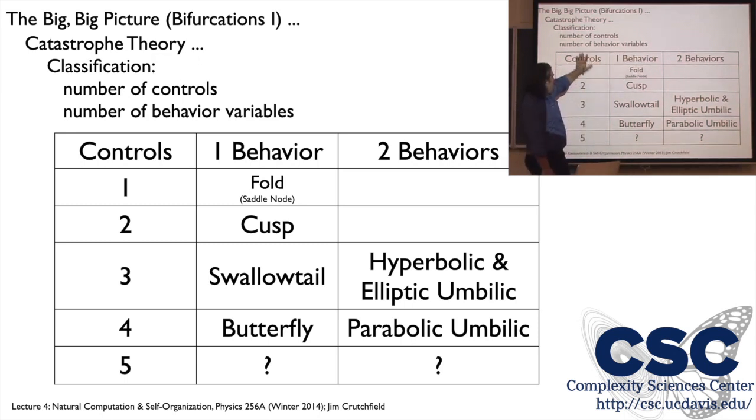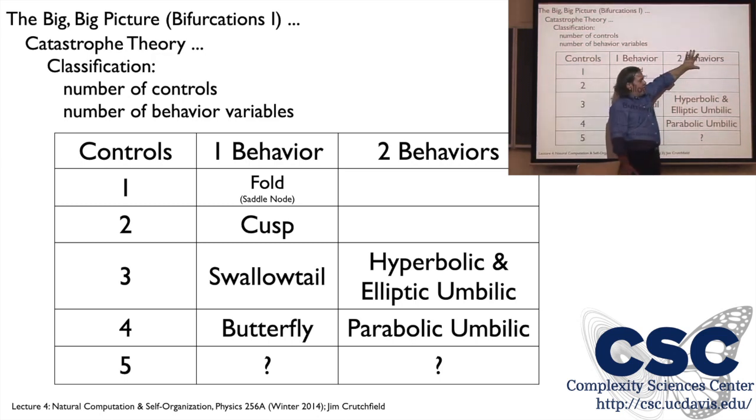By controls, if we had one control, that would be just like R in the first three bifurcation schemes we talked about. The cusp catastrophe has two controls, R and H. Am I talking about one behavior, two behaviors? One behavior, this is the dimension of the state space. So just one-dimensional differential equations here. But there's also a classification scheme for two-dimensional dynamical systems, vector fields in 2D.